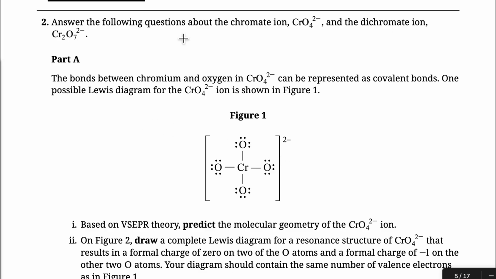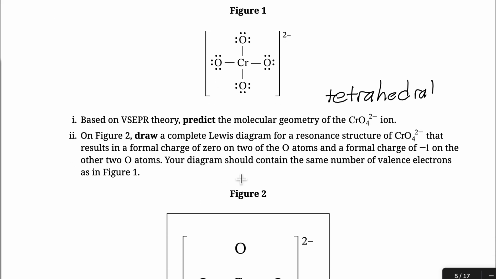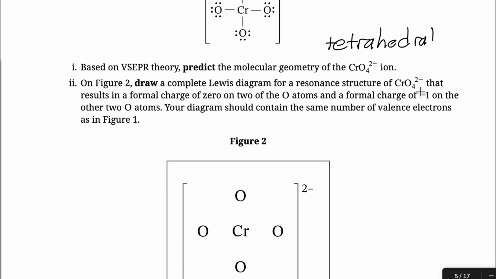Moving on to number 2, it says answer the following question about the chromate ion. First question says, based on VSEPR theory, predict the molecular geometry of the CrO4 2- ion. So here we see that there's 4 bonds, 4 occupied areas, and no lone pairs around the central atom. That means that our molecule is tetrahedral. That's the shape.